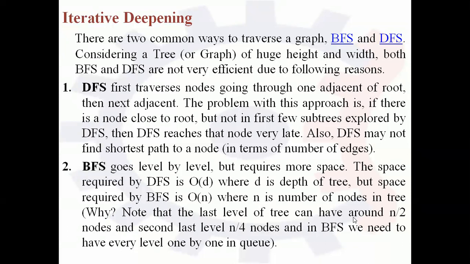DFS is O(D), where D is the depth of the tree, but BFS is O(N), where N is the number of nodes in the tree. Why? Note that the last level of a tree can have around n/2 nodes and the second last level n/4 nodes, and in BFS we need to have every level one by one in the queue.